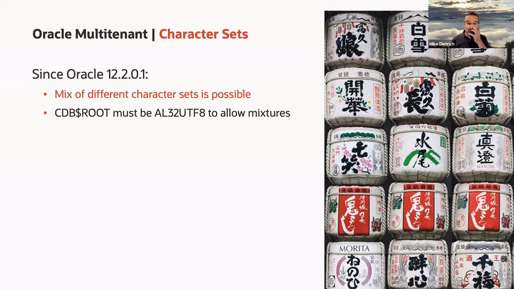And in 12.2, we had some issues. I would recommend this mix of character sets with 18 or better with 19c. With 12.2.0.1 in the early days, we had some corruption issues at some of my customers with mixed character sets. That was not so cool.